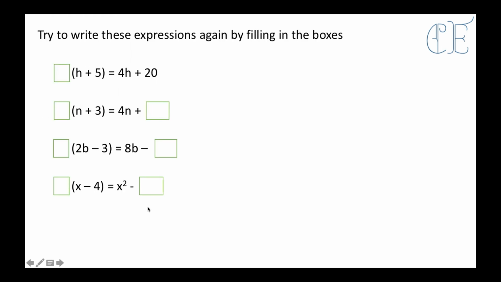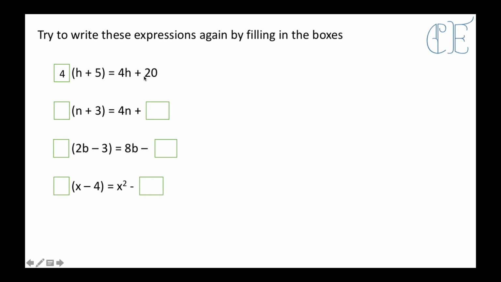Alright, so what I want you to do now is, again, pause the video and try filling in the boxes with the correct letters and numbers. Okay, if you've had a go at that then, let's try the first one. So here, I've got to find something that's going to make 4h. Well, what do I times by h to make 4h? That's 4. 4 times h is 4h.